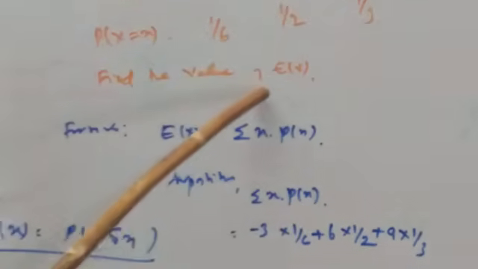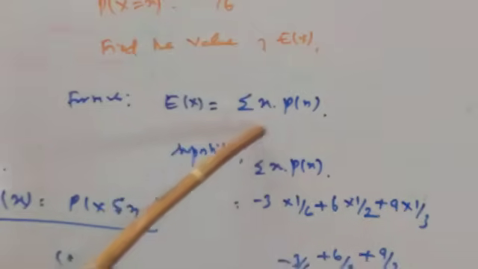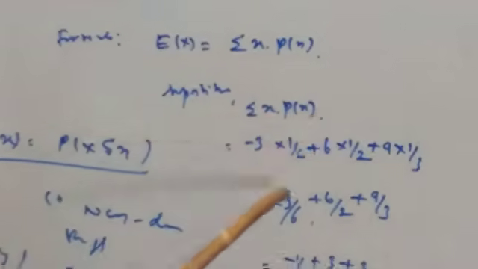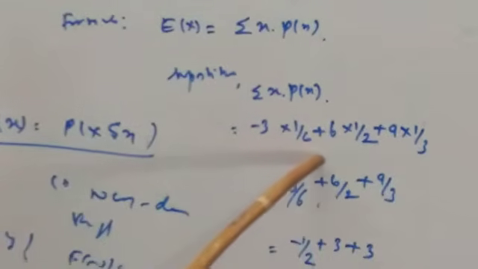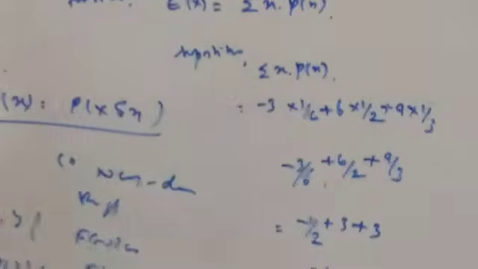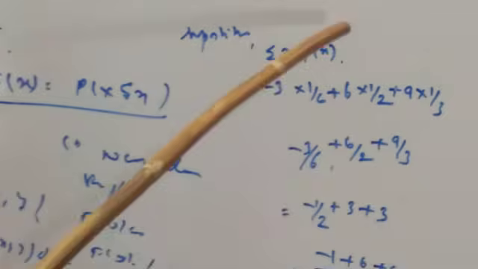Then they ask to find the value of the expectation of X. The formula is the expectation of X equals the summation of x into p of x. Substituting: minus 3 into 1 by 6 plus 6 into 1 by 2 plus 9 into 1 by 3. If you substitute, you get the value 11 by 2. So this is an example of applying the properties of expectation.